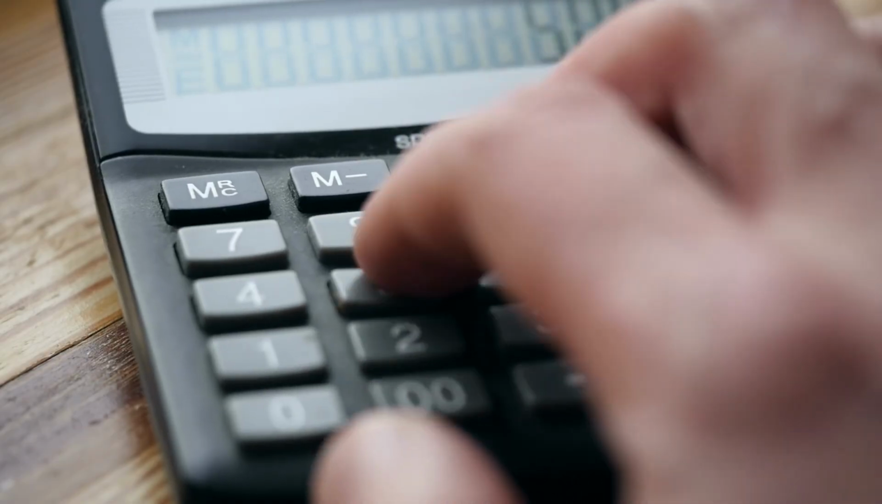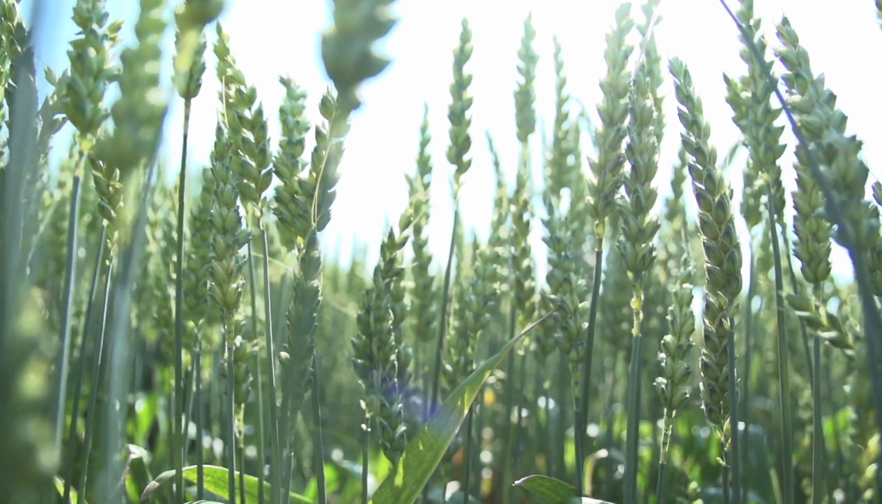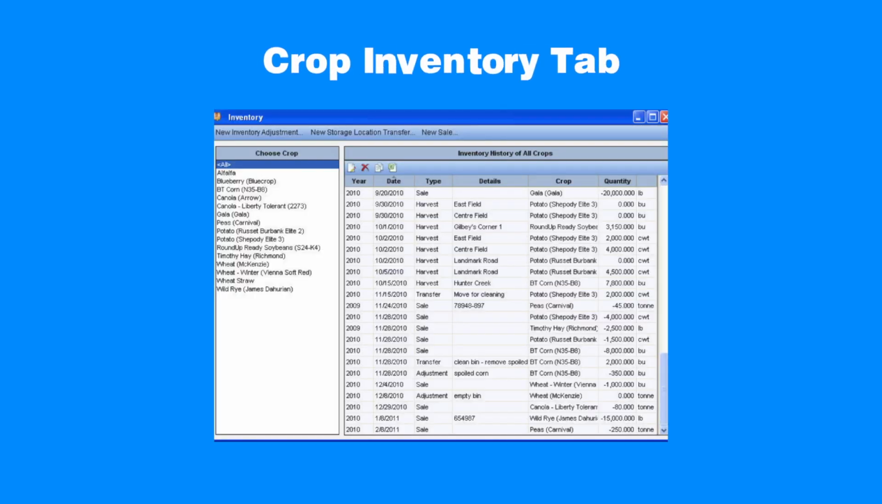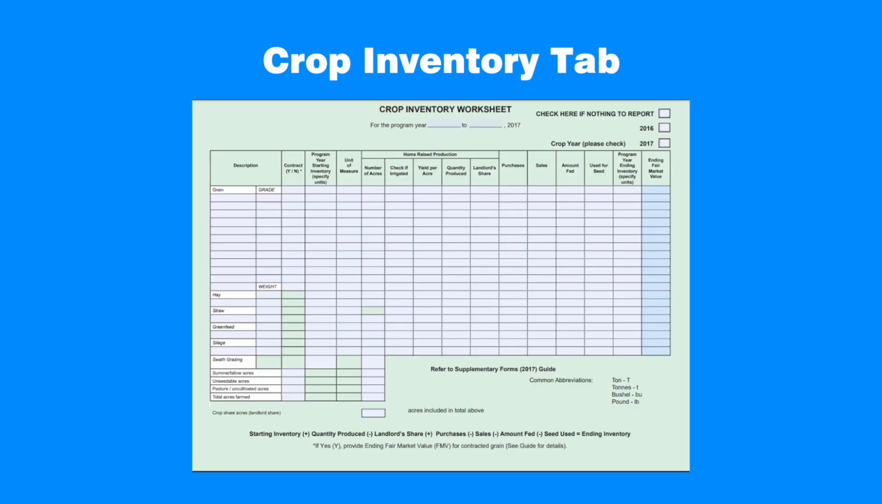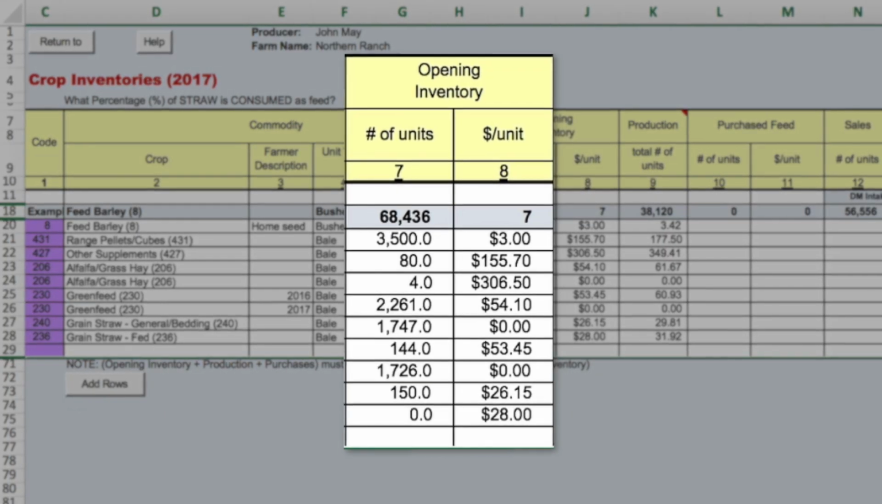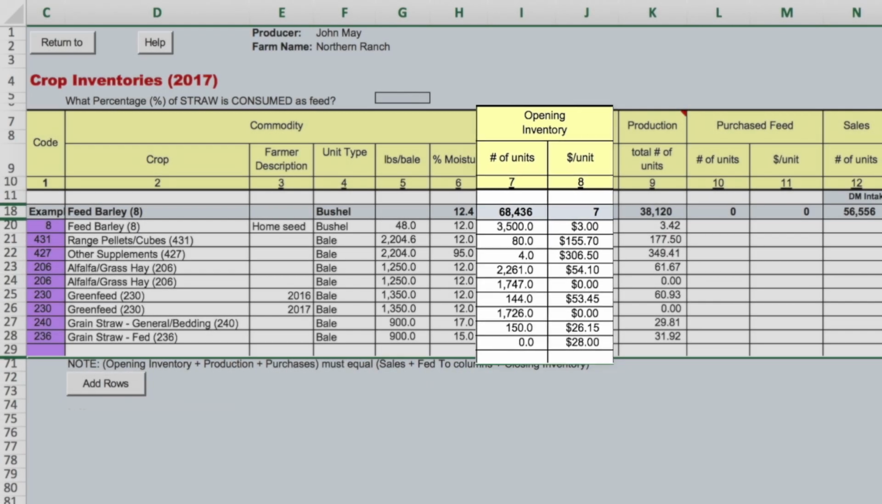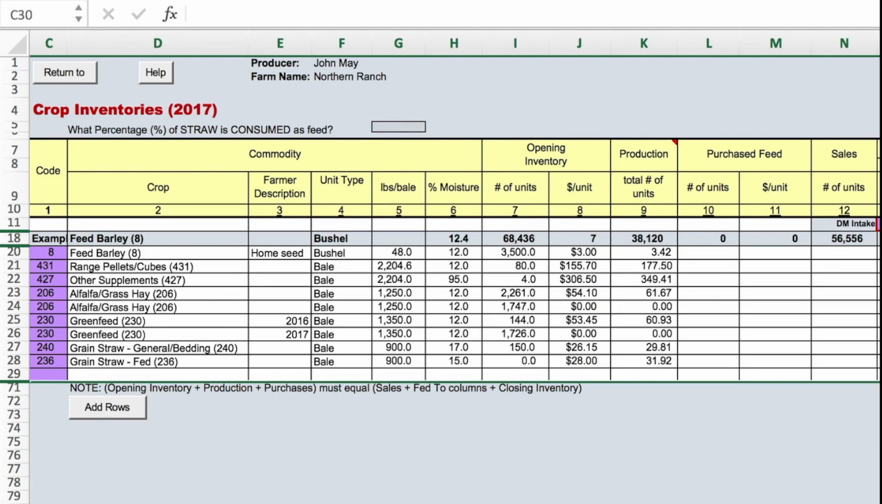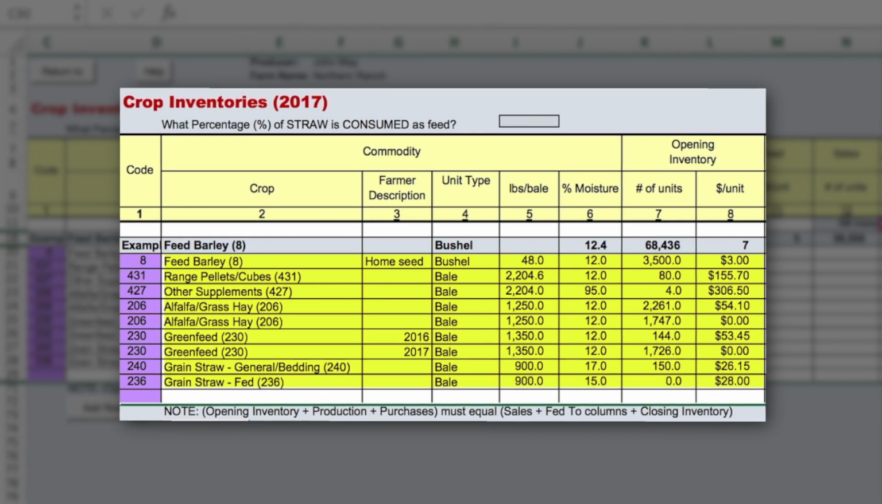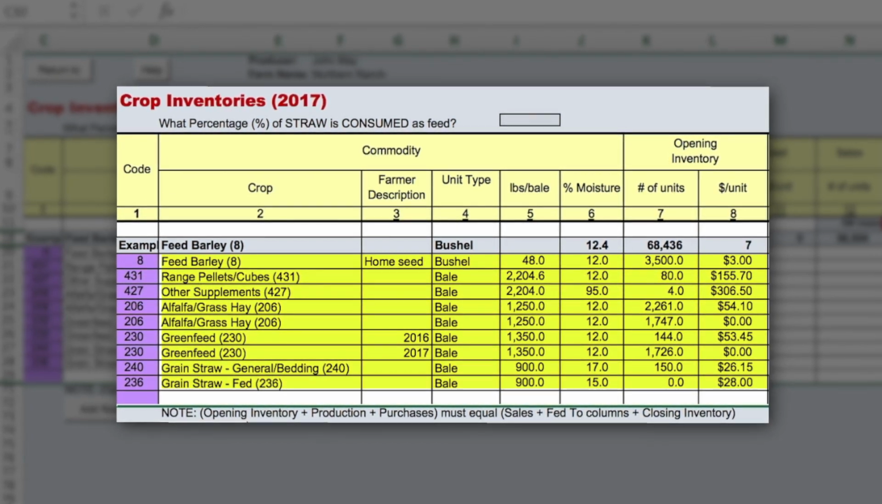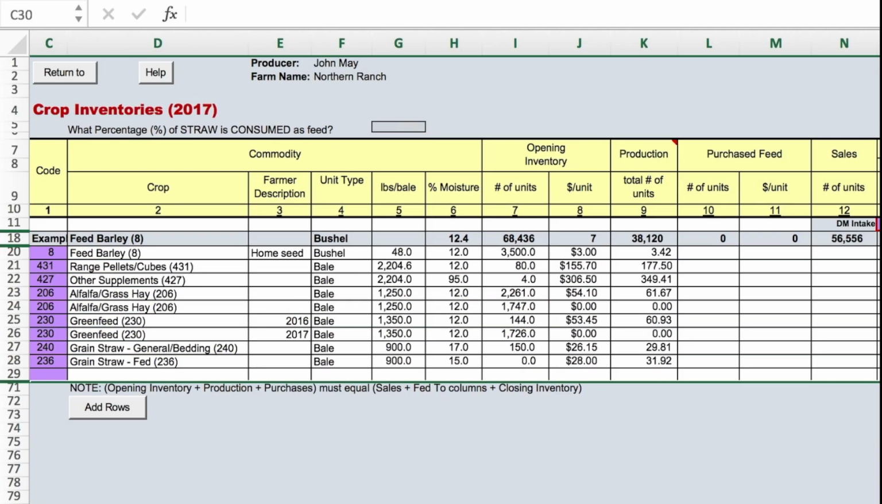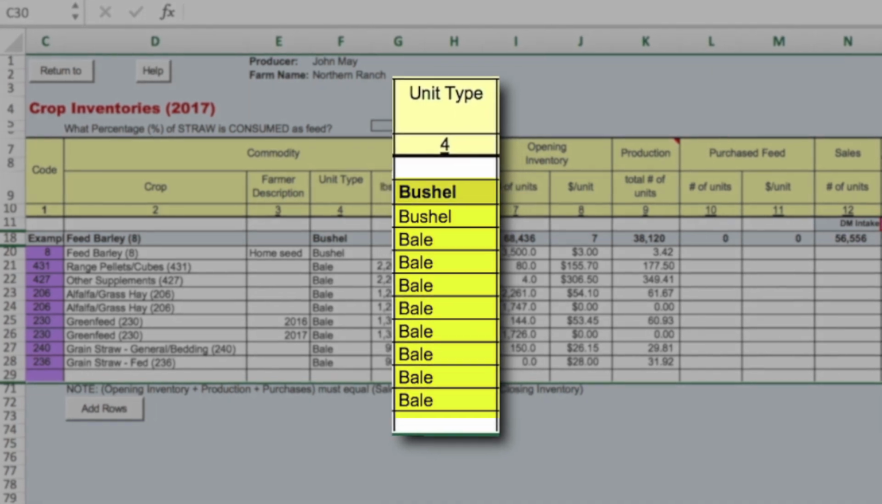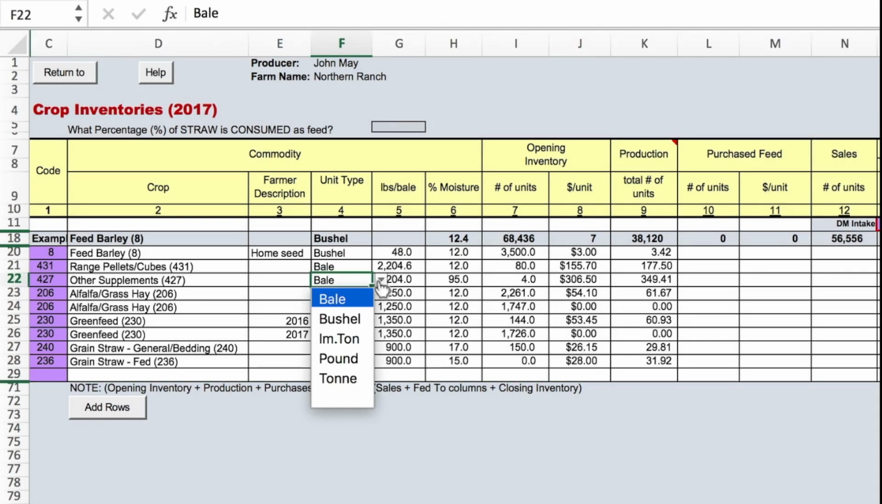Start by gathering the crop's inventories from various sources you may have. This could be an electronic bookkeeping program like AgExpert, or from the AgriStability Crop Inventory Worksheet. Begin by completing the opening and closing inventory columns. List the quantity and market value per unit for crops, forages, and feedstuffs on hand on the farm. Remember that the unit type must be consistent. Use the drop-down menu as a guide.